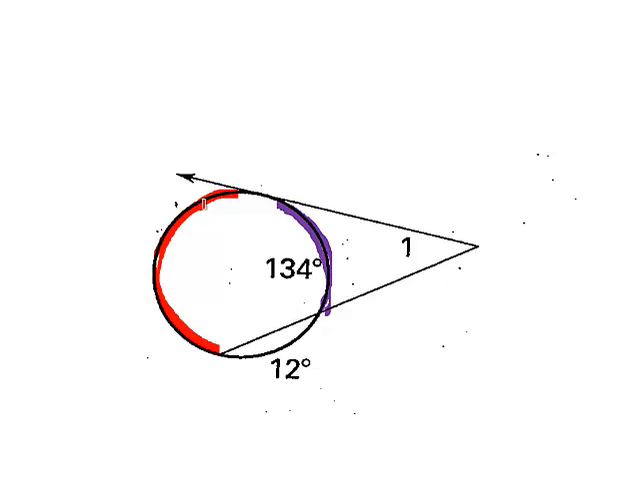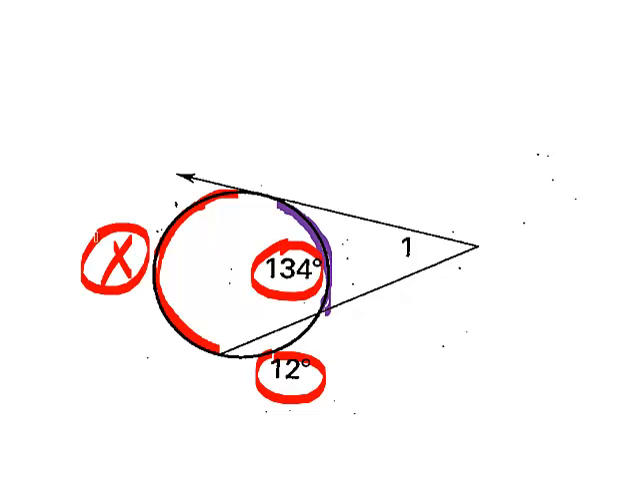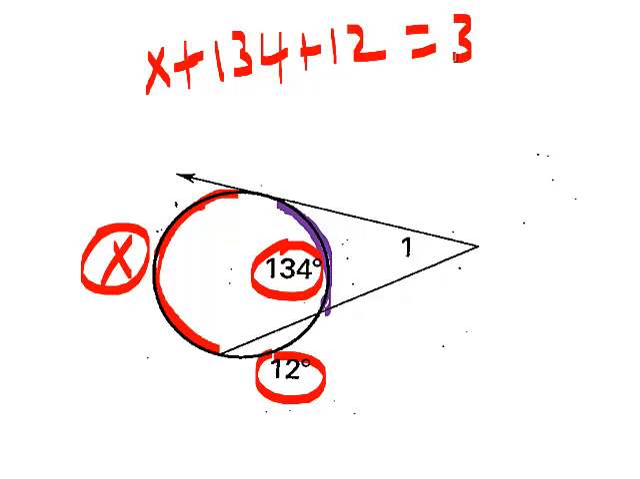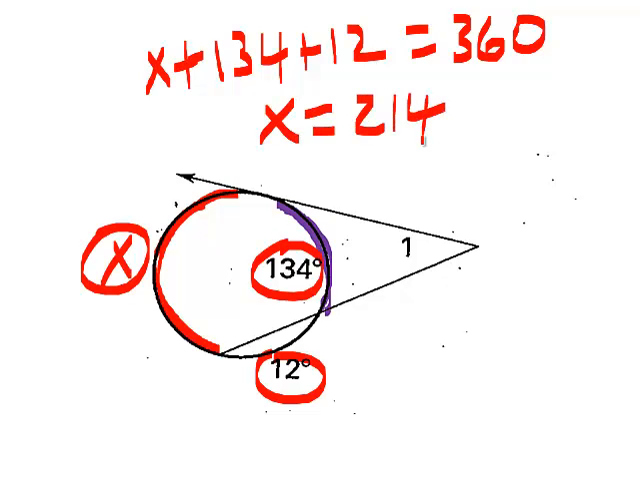In this arc right here, we actually don't know. We can call it x. But all three of these arcs add up to what? The correct answer is 360 degrees. So we have x plus 134 plus 12. If you set it equal to 360, you get x equals 214. Okay, so 214, that is this guy here.